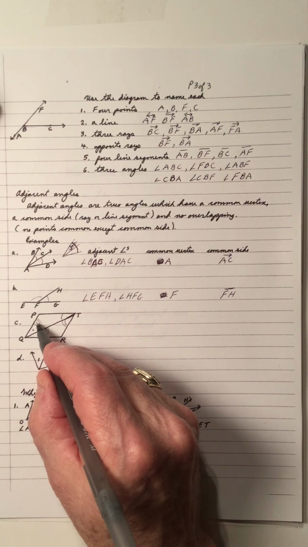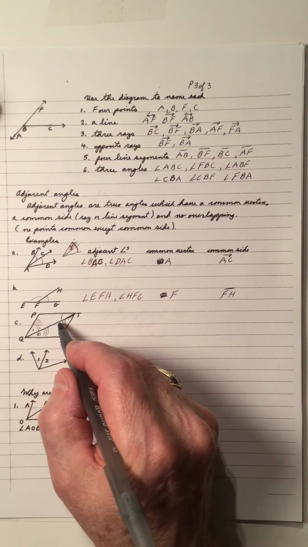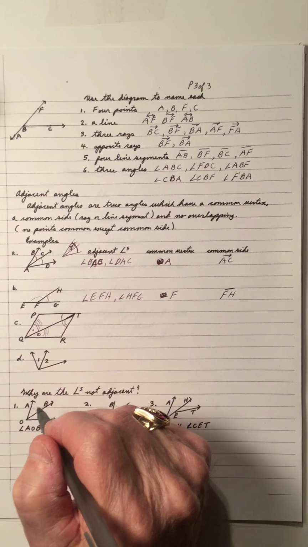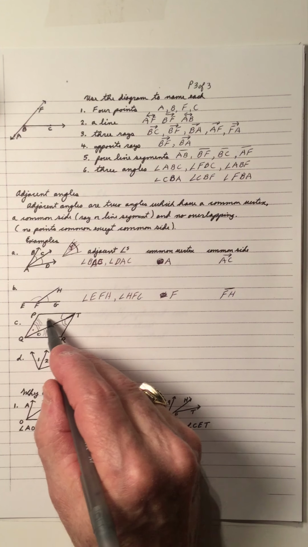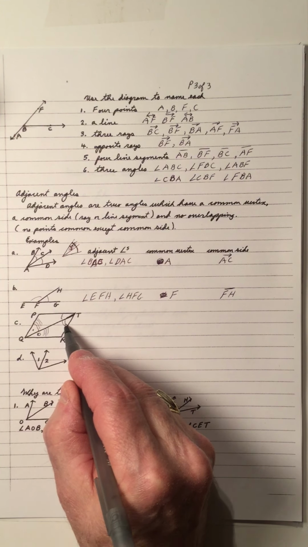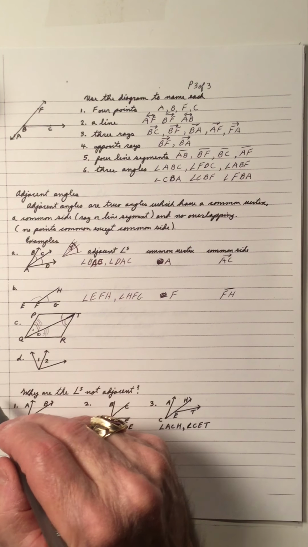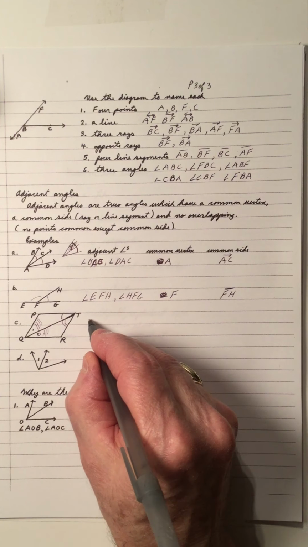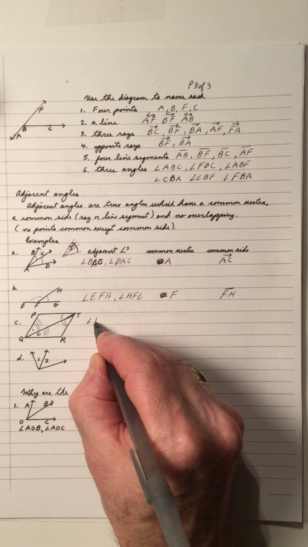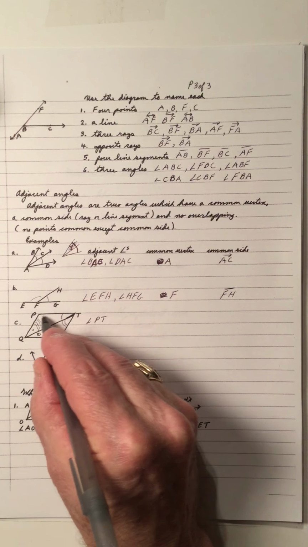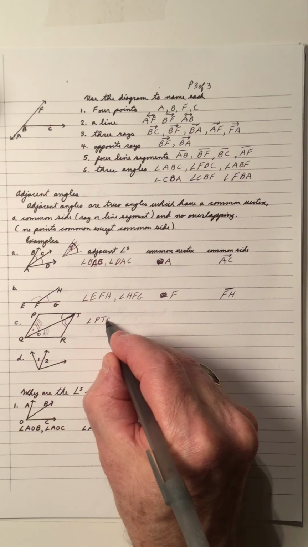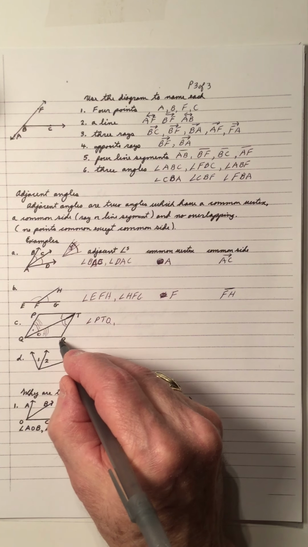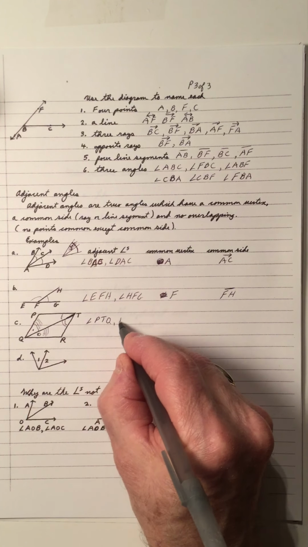If I mark one stroke here and one stroke there, I'm saying in math that those angles are equal. So a pair of adjacent angles are these two, or it could be these two. So I'll just do one pair. So angle PTQ and angle RTQ.